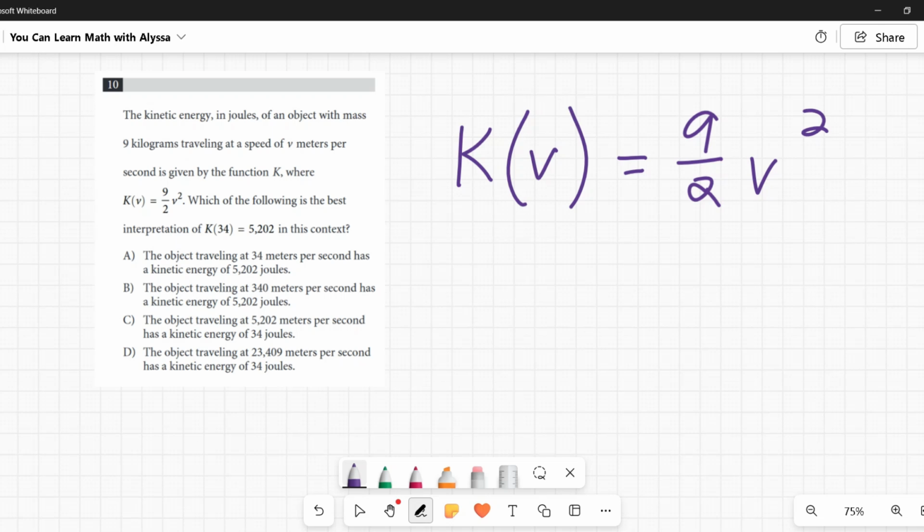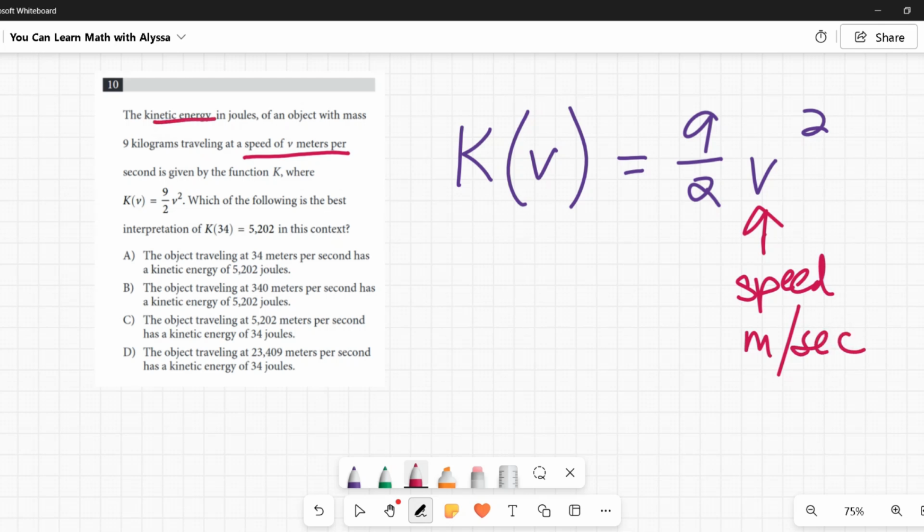So there's an object with a mass of 9 kilograms. Now it's tempting to think, since it's 9 kilograms and we have a 9 here, that 9 represents the mass, but we're not told that. So don't assume what's not told. What is told is that v, the speed, is v meters per second. So v here is my speed in meters per second. That I am told.